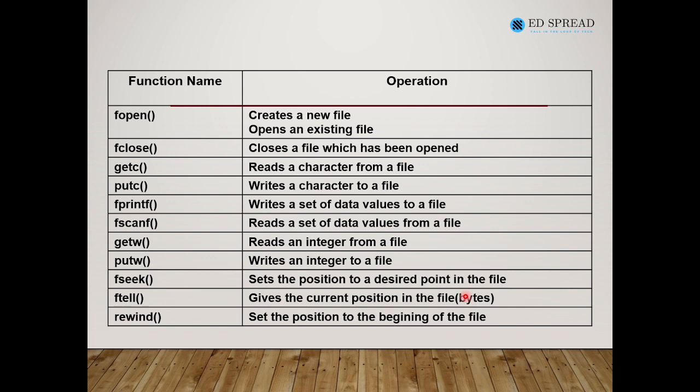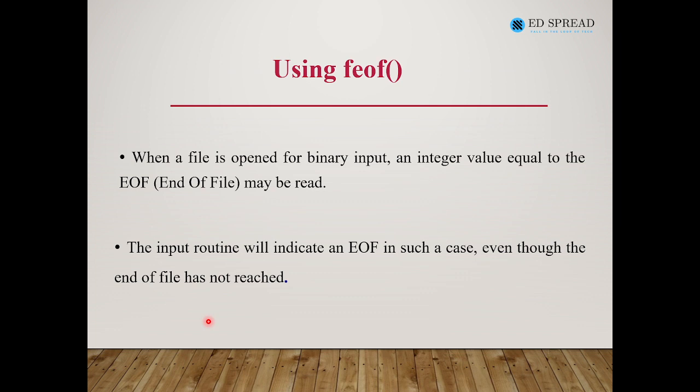Now if I don't want to read the file from the first point, and I want to read the file from the 20th line or from the 20th character of the file, we can use the fseek, ftell and rewind methods, right? So feof: when a file is open for binary input, an integer value equal to the end of file may be read, right?